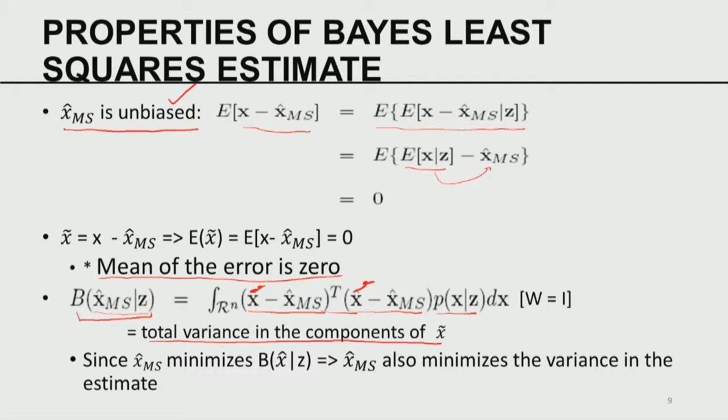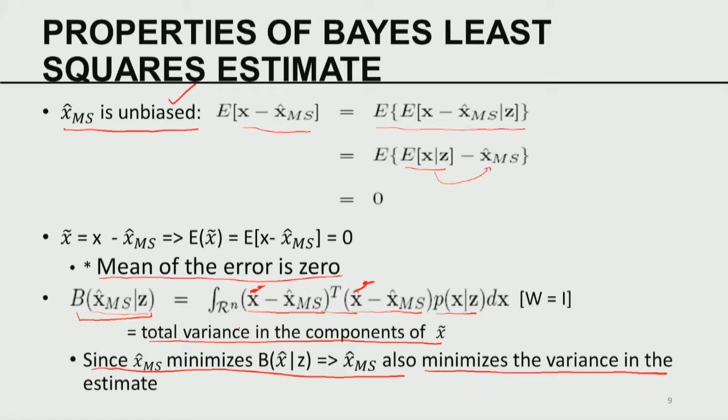And by virtue of our property of x MS, it readily follows that the Bayesian estimate minimizes the conditional Bayesian cost. The conditional Bayesian cost is essentially variance, and it minimizes the variance. So this is also a minimum variance estimation. This would be a beautiful interpretation of what the Bayesian estimate is all about, and some of the properties associated with this Bayesian estimate.